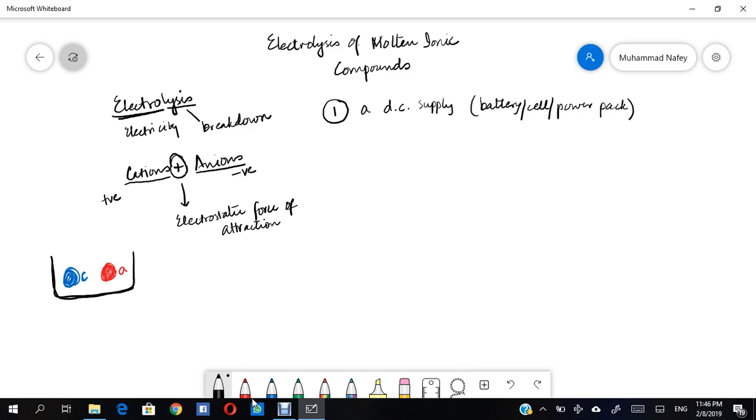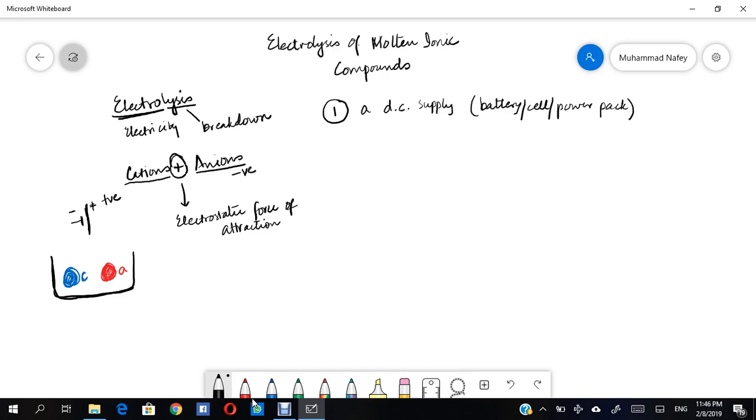And why is that so? I'll just draw a cell here. Okay, I guess I have done a small error. Correct that. Yeah, this is how it will be drawn. And why is this so? The reason is that when we're using a DC supply, the terminals are fixed. That means throughout the reaction, this part of the circuit is going to be the negative electrode, and this part of the cell is going to be the positive terminal.